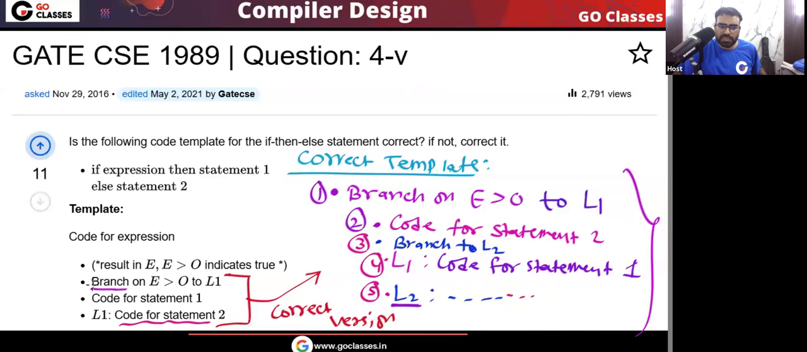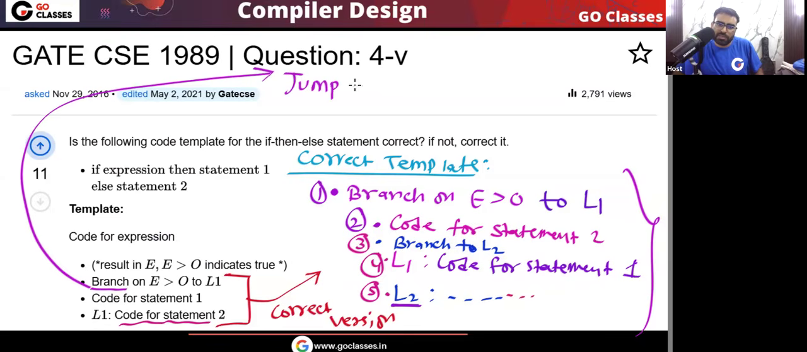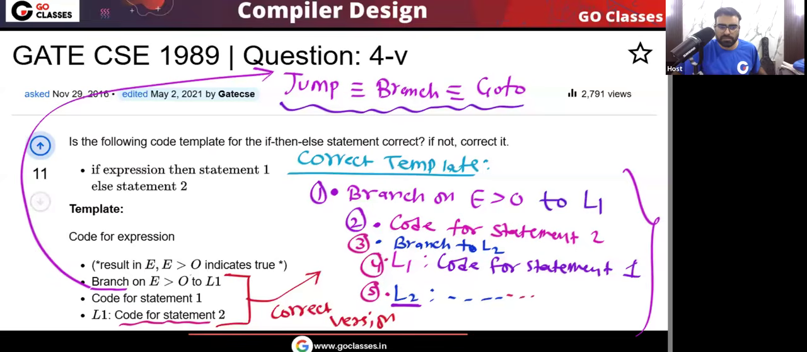Remember, this branch is basically the go to statement. For go to statement, for jump, these alternative words are used. Either you can say jump statement, or branch statement, or go to statement. These are different words used for the same thing. We can have conditional jump, unconditional jump. Similarly, conditional branch, unconditional branch, conditional go to, unconditional go to. So remember, these are synonyms of each other.